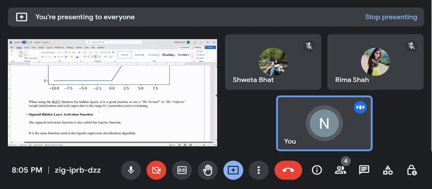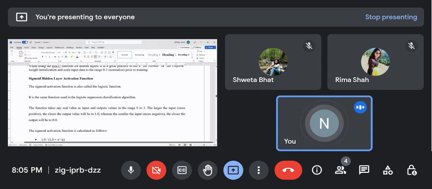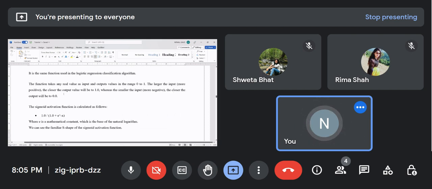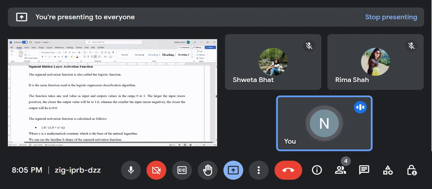Now the next function which you can use in the hidden layer is the sigmoid function. I believe you know very well about logistic regression. Logistic regression basically has this sigmoid function only, or rather the sigmoid activation function is the logistic function itself. Logistic regression is used for classification in traditional machine learning algorithms. Here also the function takes real values as input and outputs in a range of 0 to 1.